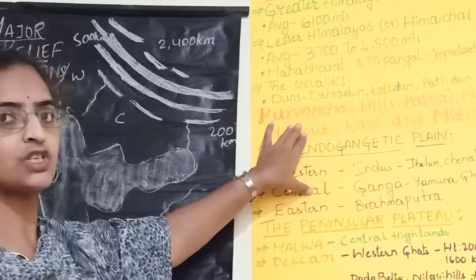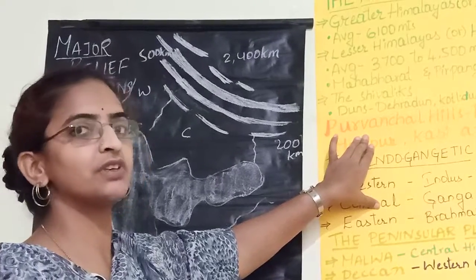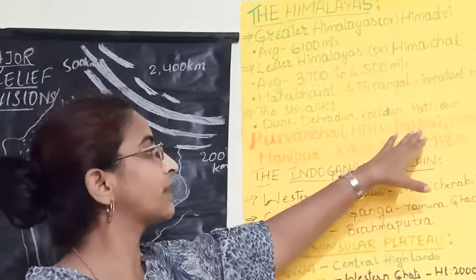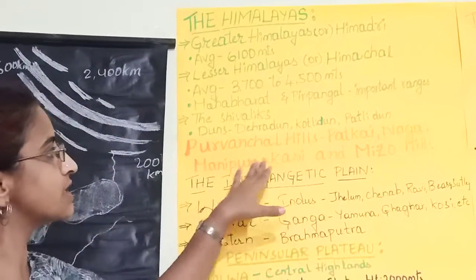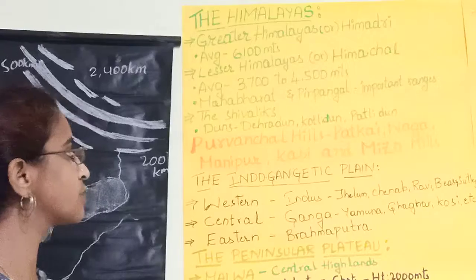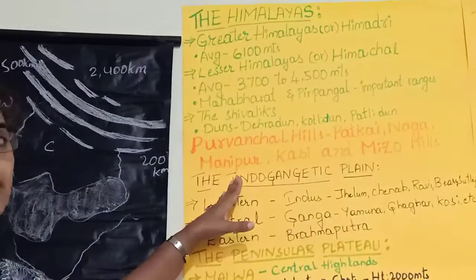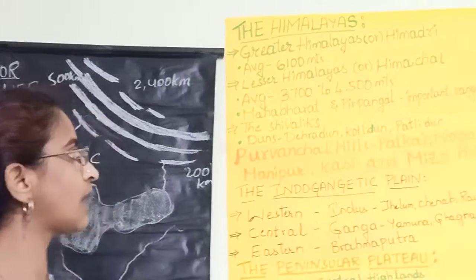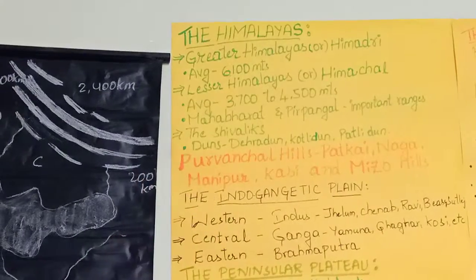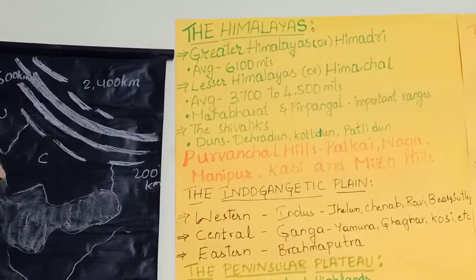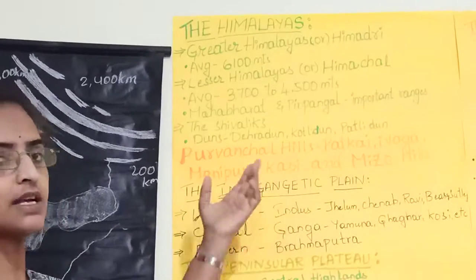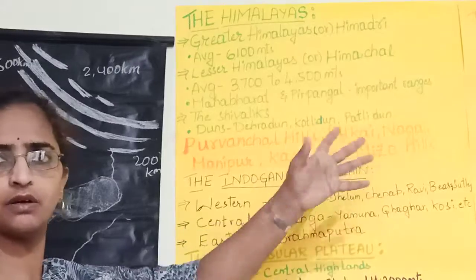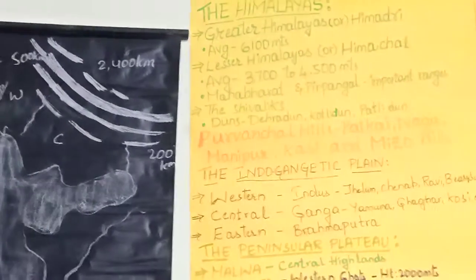So these Purvachal hills are named with different names based on their location, like Patkai Hills, Naga Hills, Manipur Hills, Khasi Hills, and Mizo Hills. With their name itself we can understand that these particular hills are situated there. Like see, Naga Hills is in Nagaland, Manipur Hills is in Manipur, and Khasi Hills are found in Meghalaya, and Mizo Hills are found in Mizoram, right? So this is all about Himalayas.